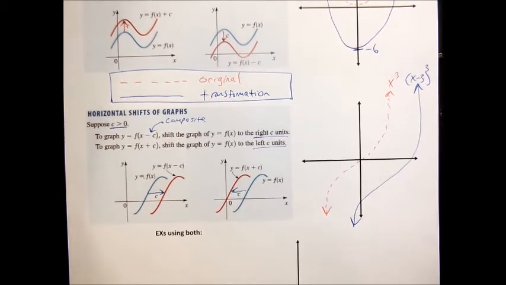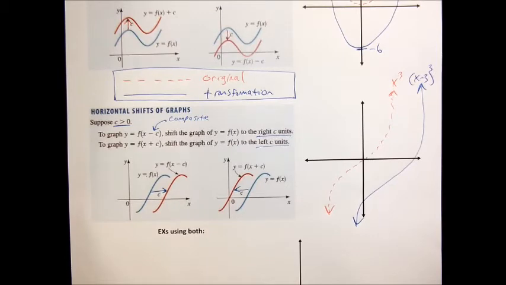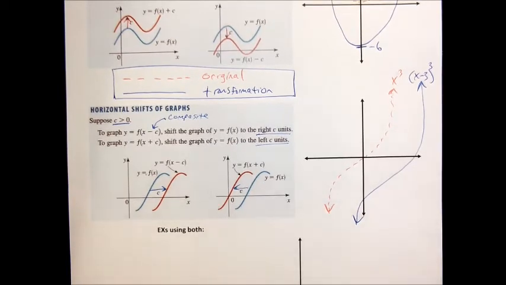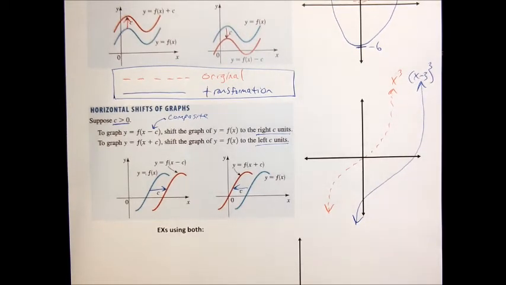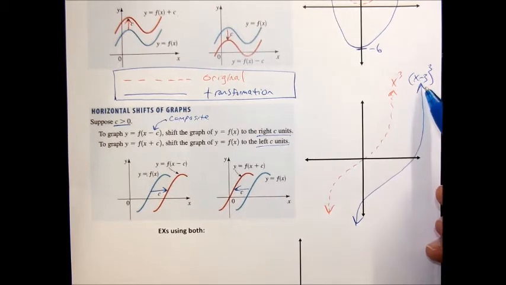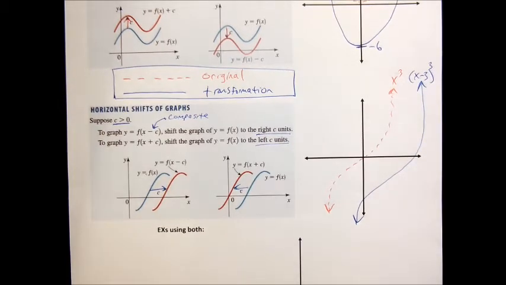Yes? I was just going to say, in the situation where you got rid of the parentheses, it would look like that, but it would be shifting... if the minus 3 was not inside there? So if it wasn't in parentheses, if it was x cubed minus 3, it would look like that, but it would be shifting it down. But if it's x minus 3, parentheses, cubed, it's moving it to the right.